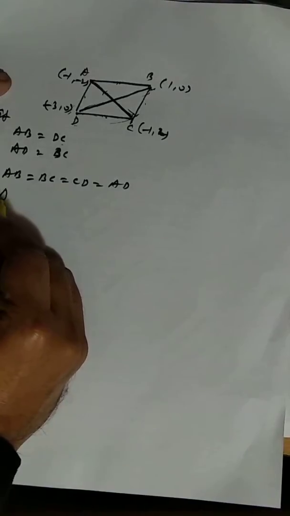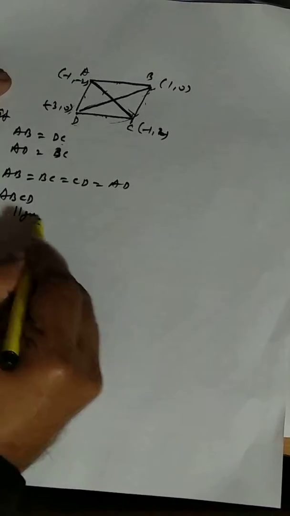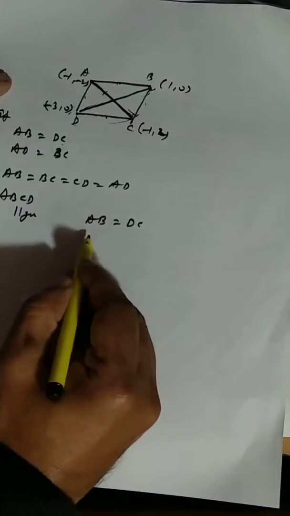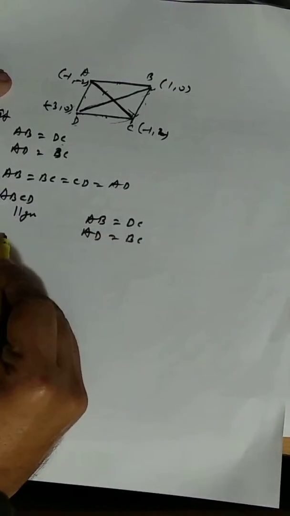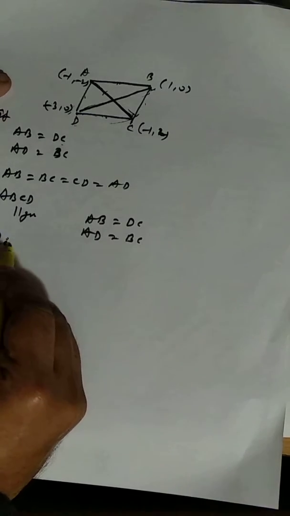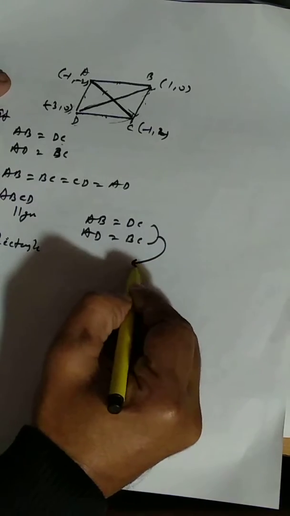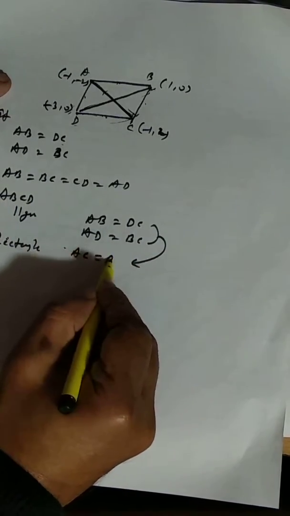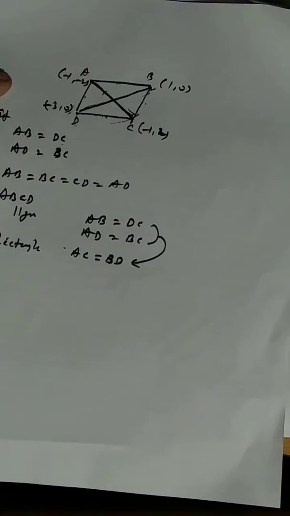For ABCD to be a parallelogram, you have to show that AB is equal to DC and AD is equal to BC. But if you have to prove that it is a rectangle, in this you have to add one more extra condition, that is AC is equal to BD. Means in a rectangle you have to prove that diagonals are equal.